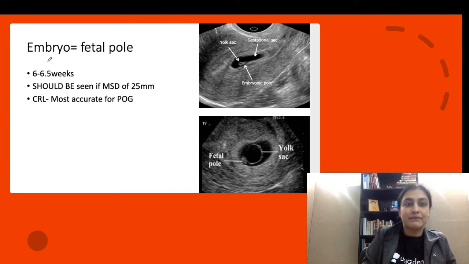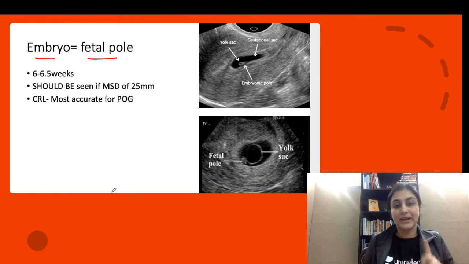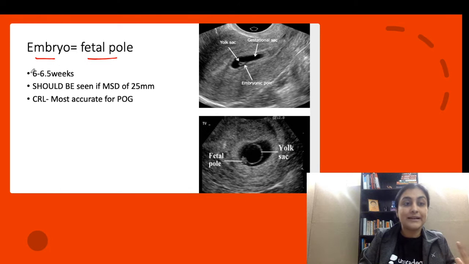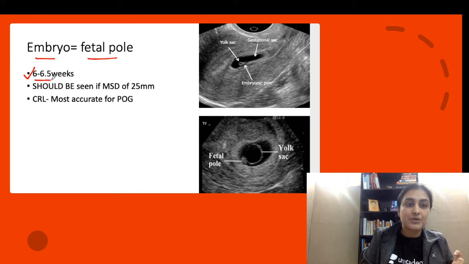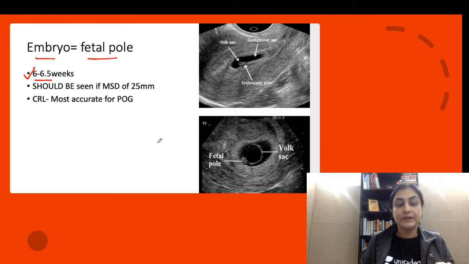After the yolk sac develops, we have the embryo or the fetal pole which develops. Okay, and this appears 1 week later. So after the 1 week that the yolk sac had developed, we will have the embryo or the fetal pole, which is going to develop around 6 to 6.5 weeks.